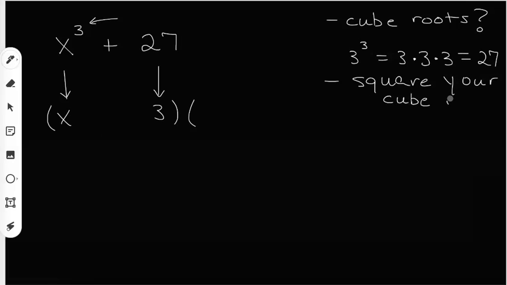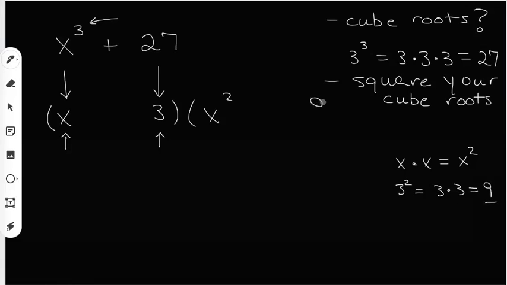I'm going to take those cube roots that I just found and square them. So what's x squared going to be? That's x times x, which gives me x squared. Now I want to find the square of 3. What's 3 squared? That's 3 times 3, which is 9. So the 9 is going to go at the end, and I'll end my parentheses right here.